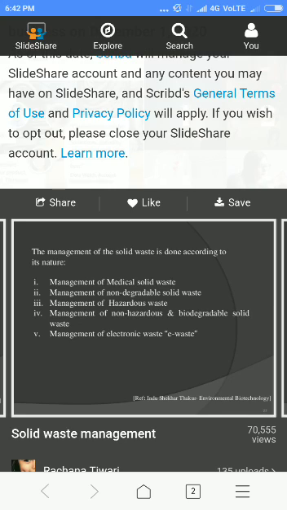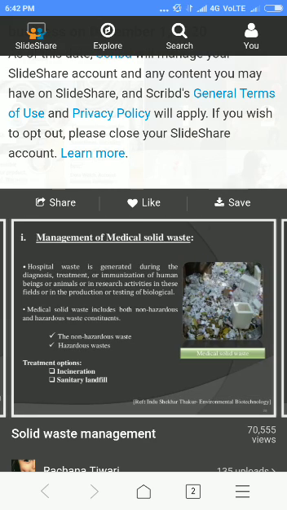Management of this solid waste is done according to its nature. Management of medical solid waste, management of non-degradable solid waste, management of hazardous types of solid waste, management of non-hazardous and biodegradable solid waste, management of electronic waste, which is also called e-waste.